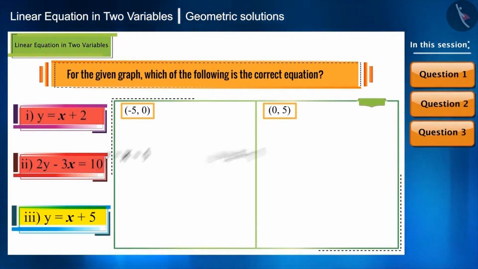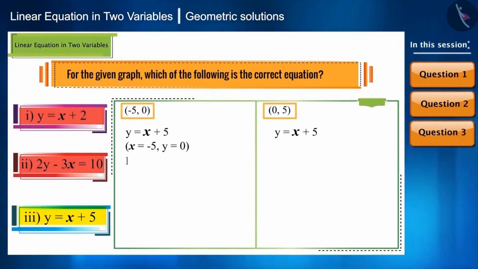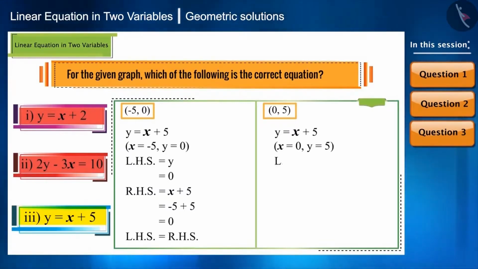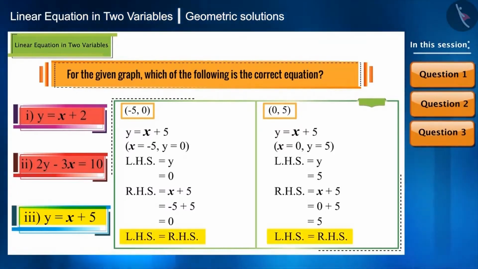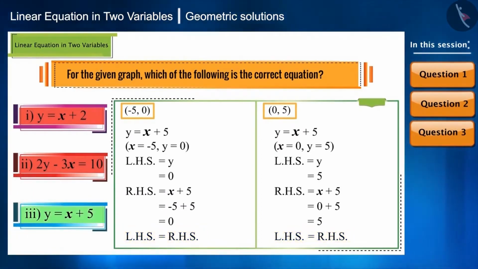Now let's substitute these values in equation 3. We get the LHS equal to the RHS for both the coordinates. Therefore, equation 3 is the equation of this graph.